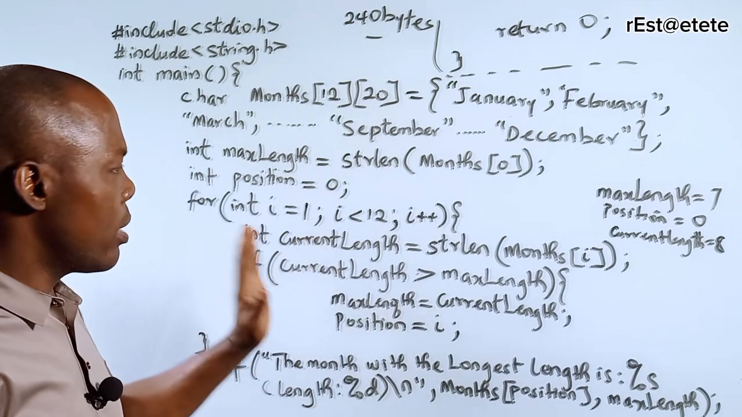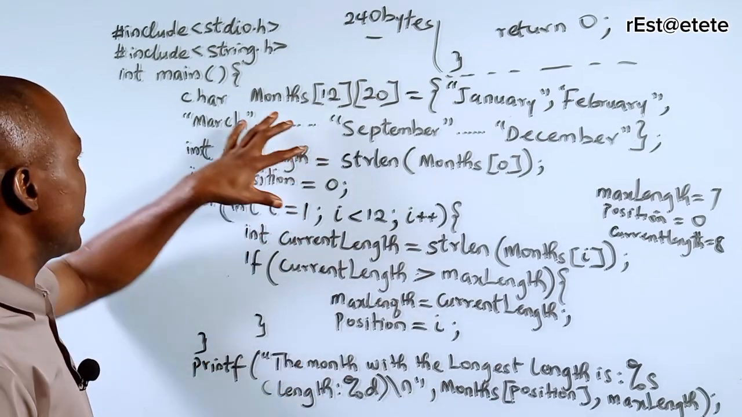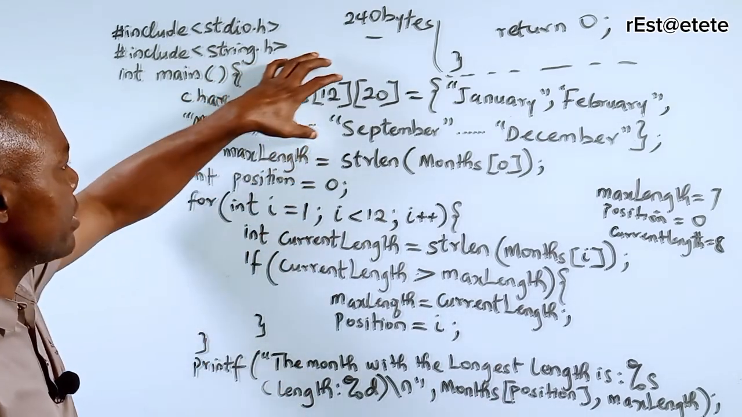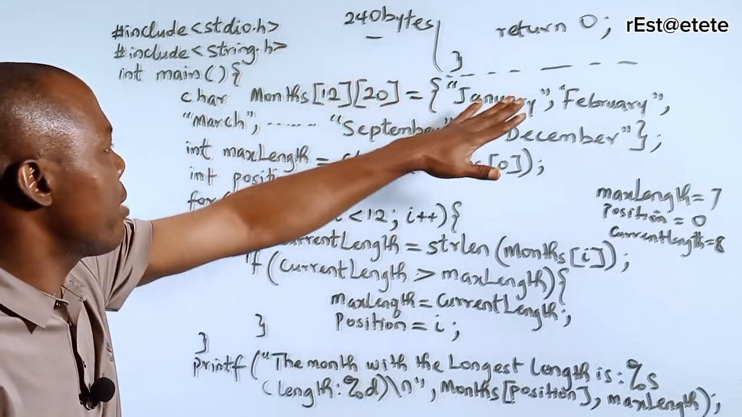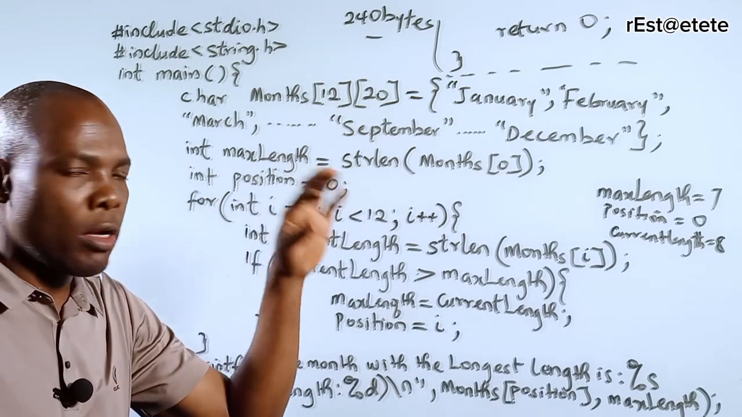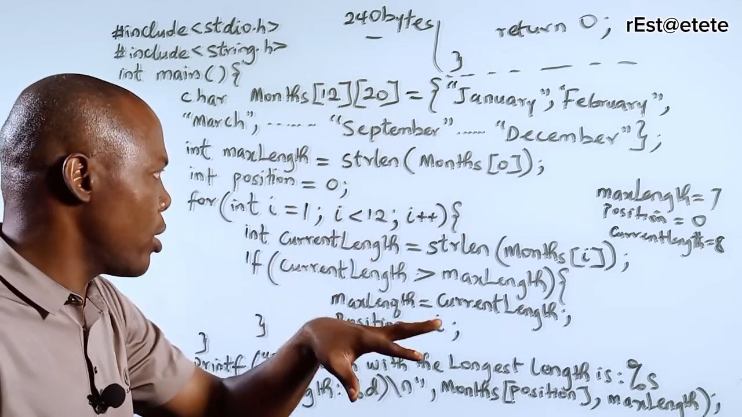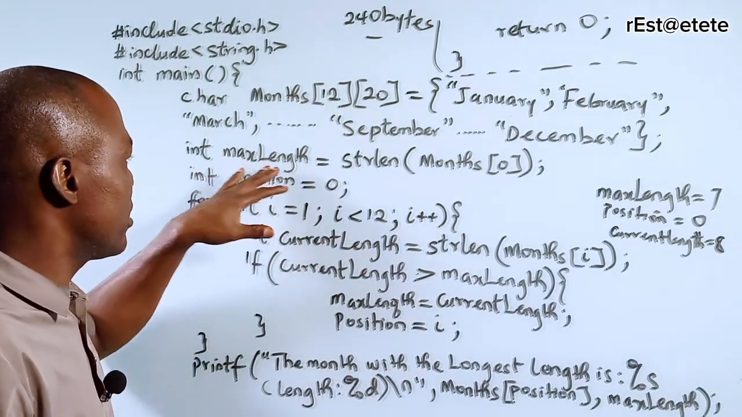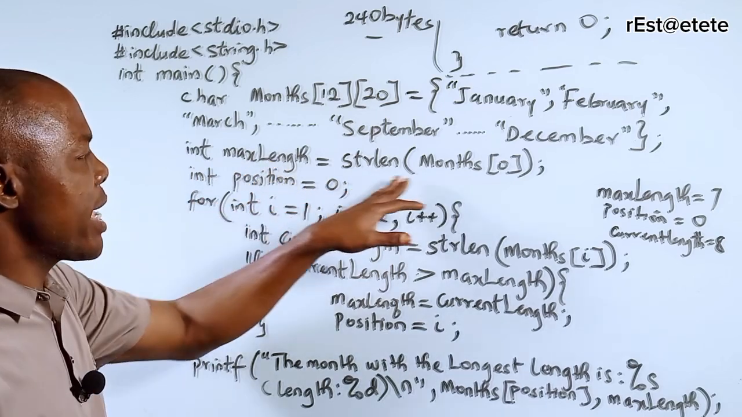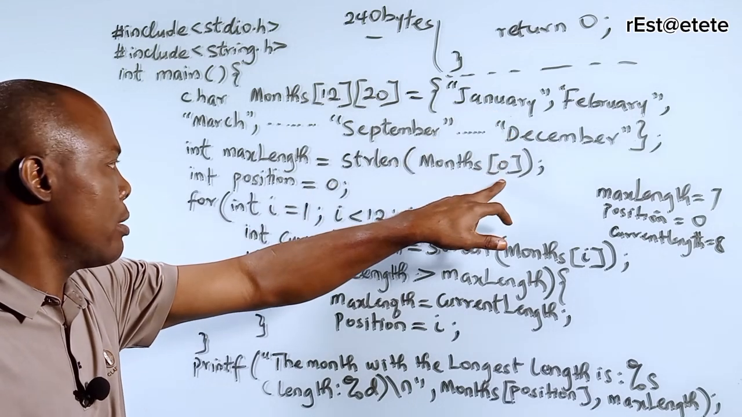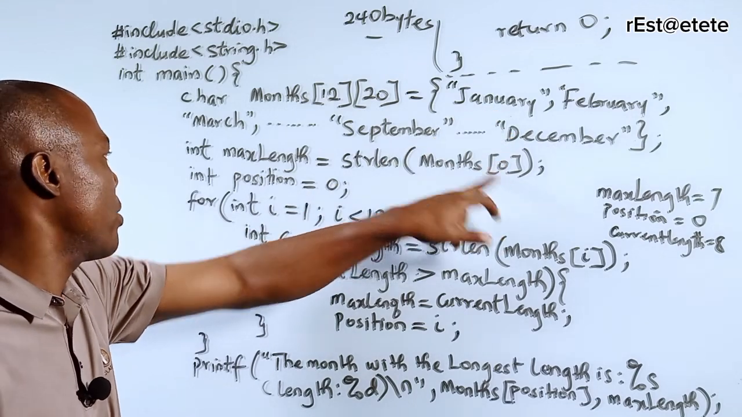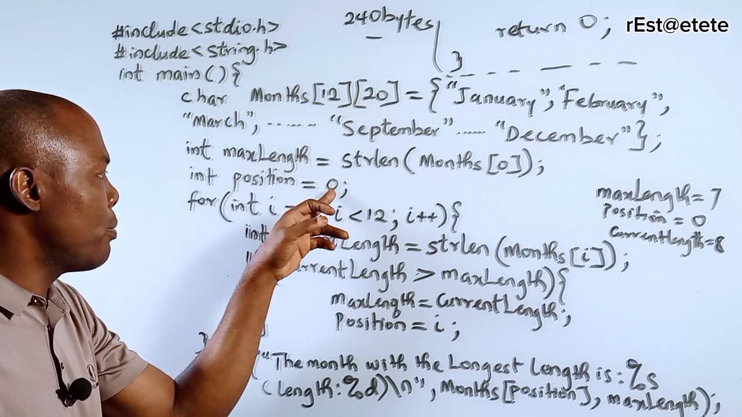Now, what did I do? I declared an array of strings, January to December, and I want the computer to tell me which month is the longest. So I created this max length, and I counted the length for the month of January, which is month 0 in the index 0, and I assigned it to max length, and the position is what?